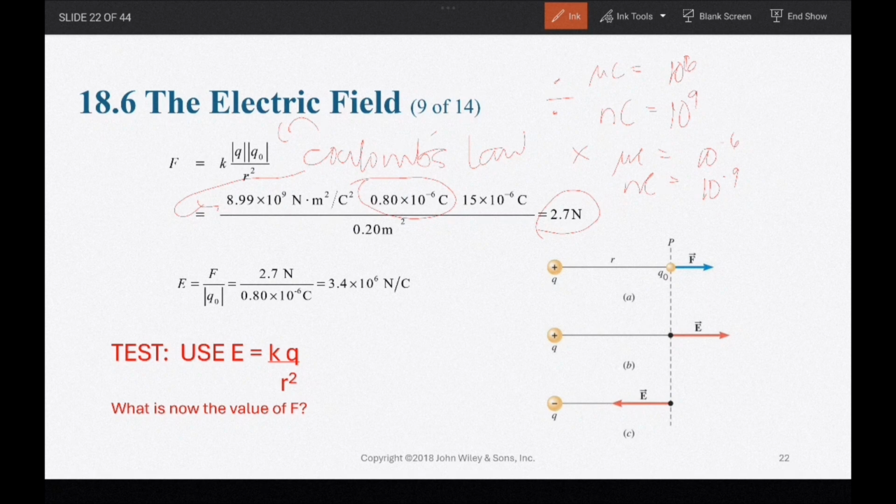As we get the 2.7 Newton, we divide by the test charge, 0.80 times 10 to negative 6 coulomb, and you will get 3.4 times 10 to the power of 6 Newton per coulomb. So that's what we are going to use. Okay?